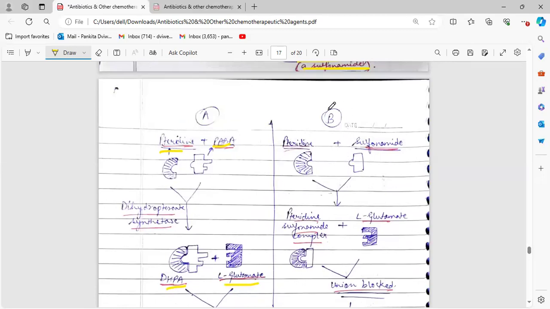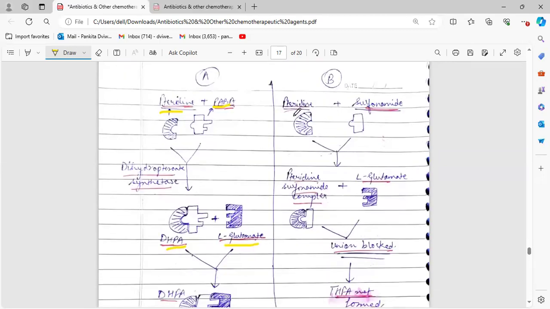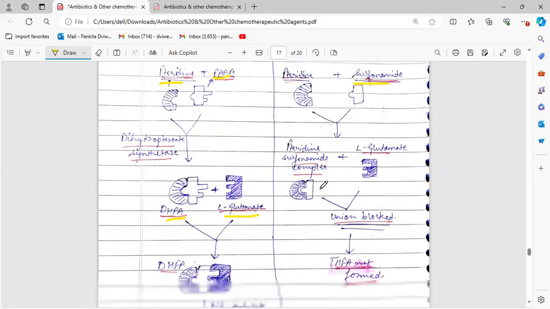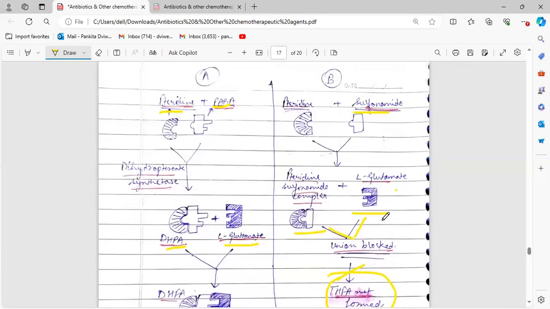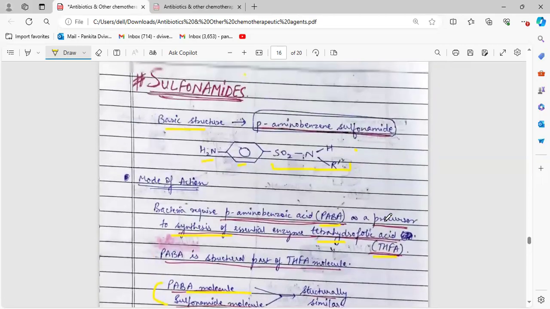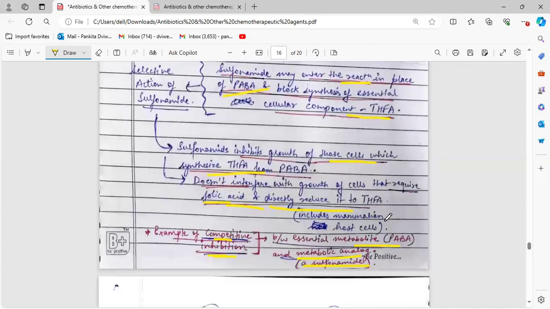In case of B, where sulfonamide is added, pteridine will react with sulfonamide instead of PABA. Since sulfonamide and PABA are structurally similar, sulfonamide will connect with pteridine, and it will form a pteridine sulfonamide complex, which will not react with the L-glutamate, and their union will be blocked, and hence the THFA enzyme will not be formed, and hence the action of the system will be blocked. This is how the sulfonamide will act against the microbe.